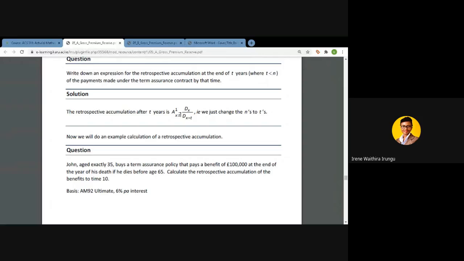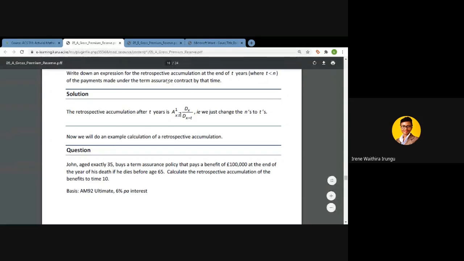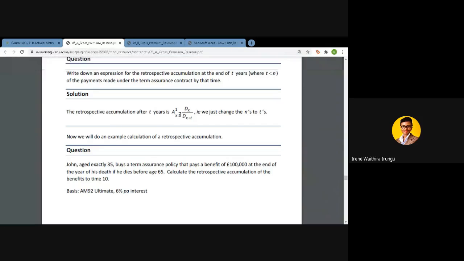So in that case, we are considering the retrospective accumulation at the end of 10 years, where my 10 is less than the 30 years. So in that case, we are evaluating a scenario where we consider our sum assured benefit to be a unit amount, an amount equal to 1. In this case, it is equal to 100,000. And therefore, the accumulation will be equal to the 100,000 times A.